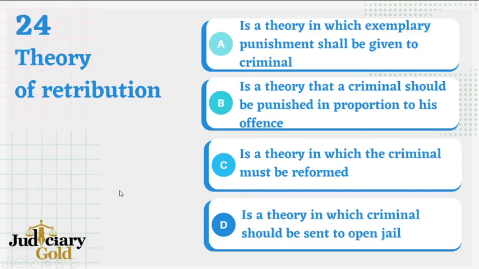Question 34, theory of retribution. So basically, what is theory of retribution? Option A is a theory in which exemplary punishment shall be given to criminal. B is a theory that a criminal should be punished in proportion to his offense. C is a theory in which the criminal must be reformed. D is a theory in which criminal should be sent to open jail. The answer is option B. A theory that a criminal should be punished in proportion to his offense. तो जितना गलती की है, जितना offense किया है, उसी के हिसाब से हम proportionate punishment देंगे. That is theory of retribution. The Indian law works on the principle of retribution.